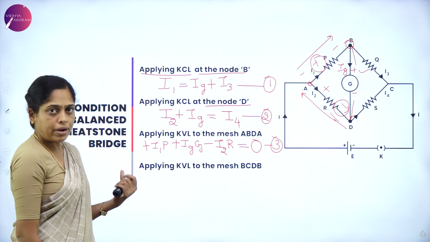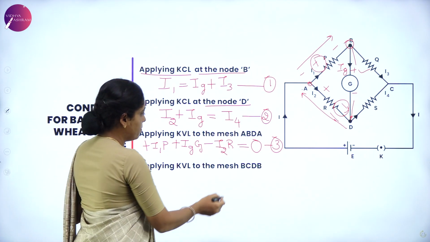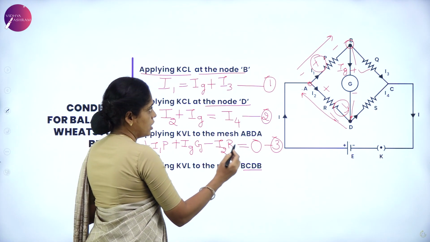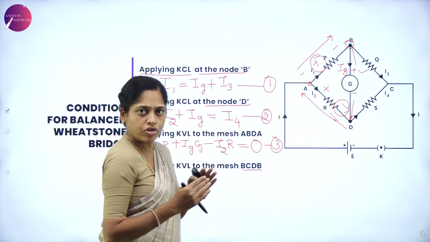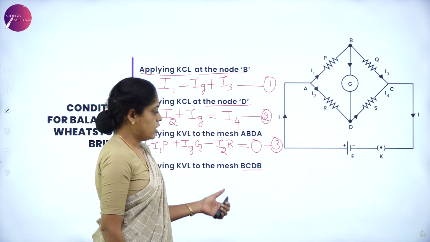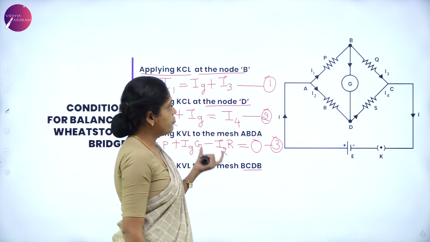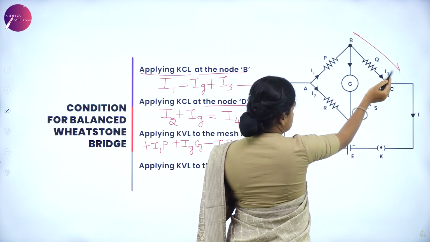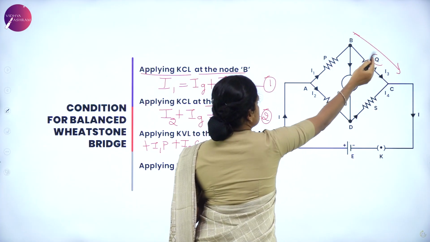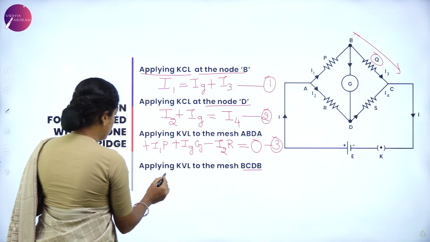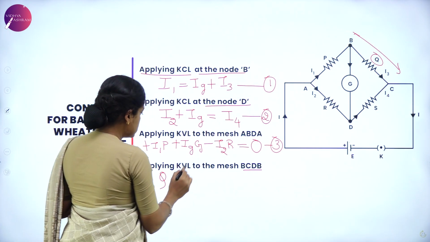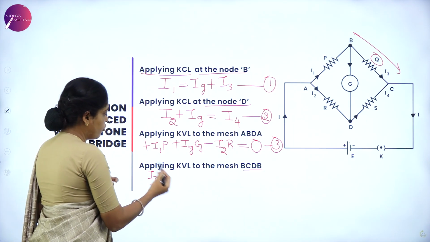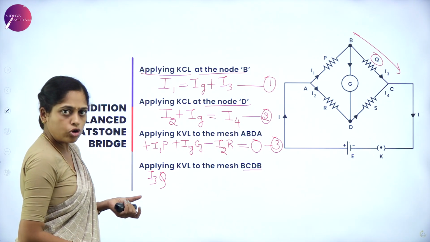In the same way, let us apply the KVL to mesh BCDB, the next half of the Wheatstone bridge. According to naming, I have to start from B, then C. Between these, the resistance is Q, and the current is I3. The product of these is the voltage.